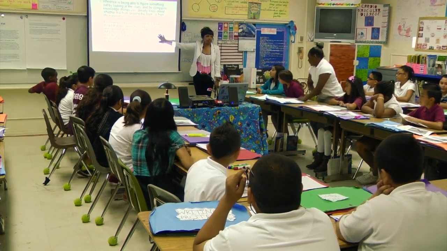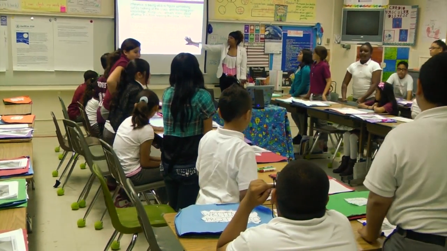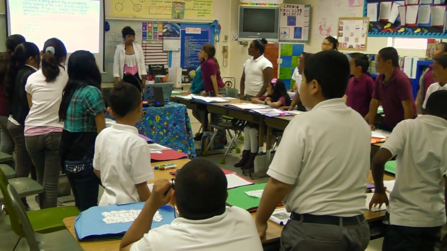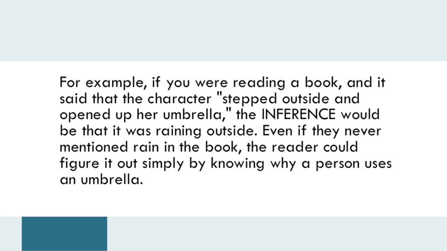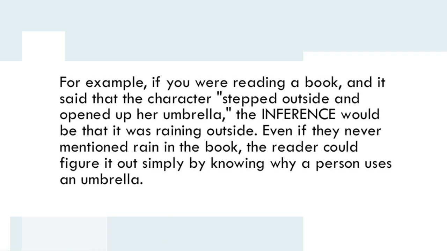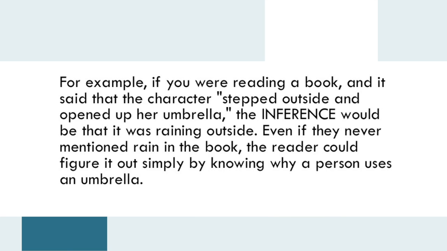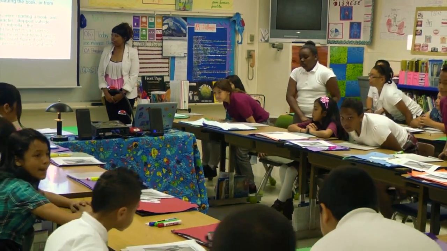Okay, I need a volunteer if you want to. Let's stand up and read another example of inferencing. Read, class. For example, if you were reading a book and it said the therapist stepped outside and opened up her umbrella, the inference would be that it was raining outside. Even if they never mentioned rain in the book, the reader could figure it out simply by knowing why a person uses an umbrella. Absolutely. Thank you. Very good, class.